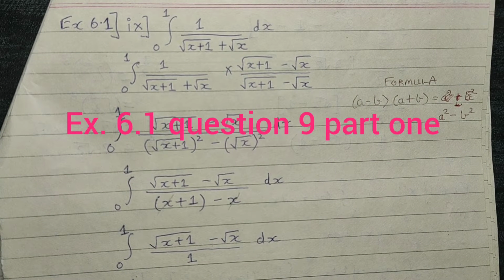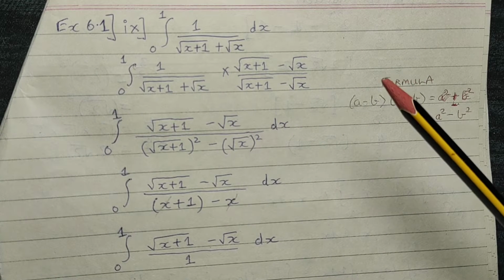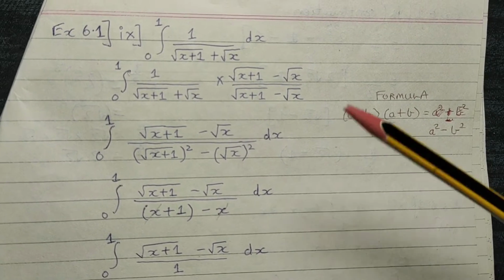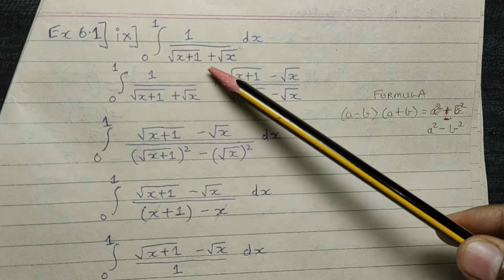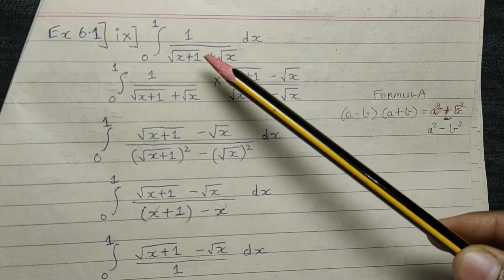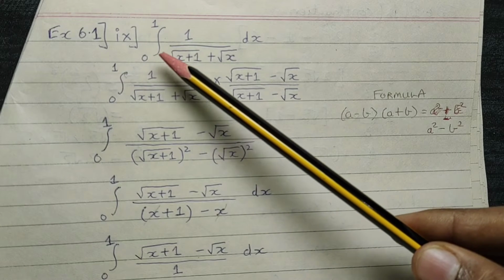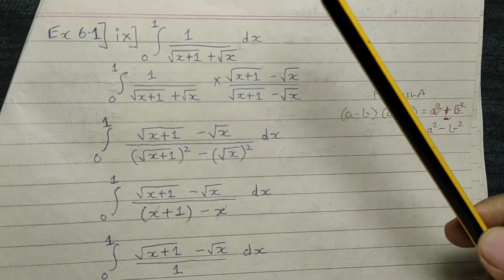Hello students, we will be discussing now exercise 6.1, ninth question, and the ninth question states that 1 divided by under root of x plus 1 plus under root of x, it is in the denominator, and then we have an integration sign over here. The lower limit is from 0 to 1.